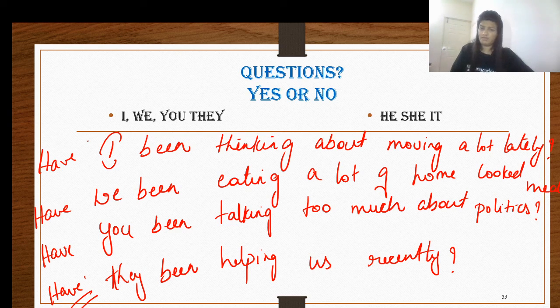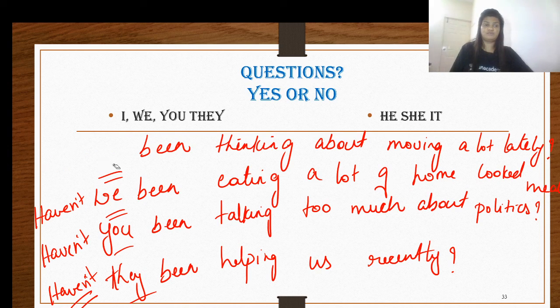Have I been thinking about moving a lot lately? Questioning, asking yes or no, either yes or no. Have I been thinking about moving a lot lately? Have we been eating a lot of home-cooked meals? Have you been talking too much about politics? Have they been helping us recently, or haven't they? According to your usage, you can also say haven't as well. So with the subjects I, we, you, and they, this is the sentence structure that you follow.